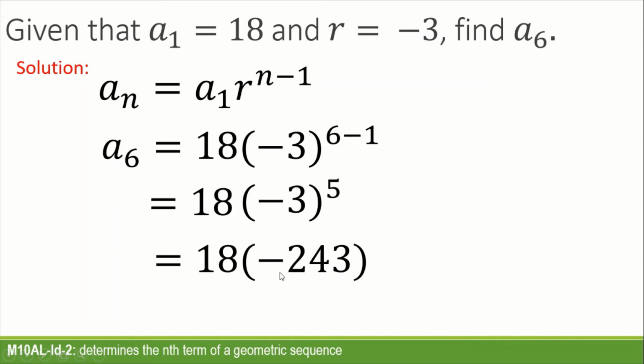Okay, now going back, so we have negative 243 times 18. Again, magkaiba ng sign ang minumultiply, so the answer is negative. So, negative 4,374 is the 6th term of the sequence.